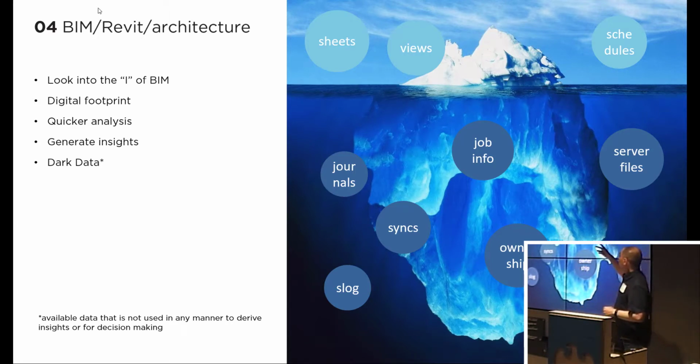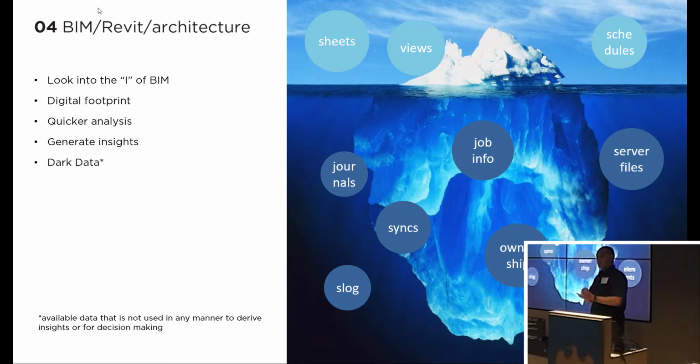As we work, at the tip of the iceberg, the visible thing, when we need to produce the deliverables, we have the sheets, the views, the schedules. These are the things that we care about as we work, because those are the things that we need to export, we need to place on our sheets. But then there are lots of things happening beneath the surface.